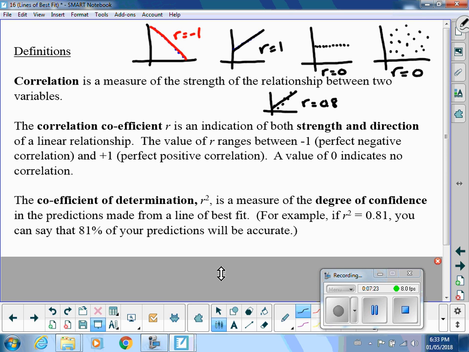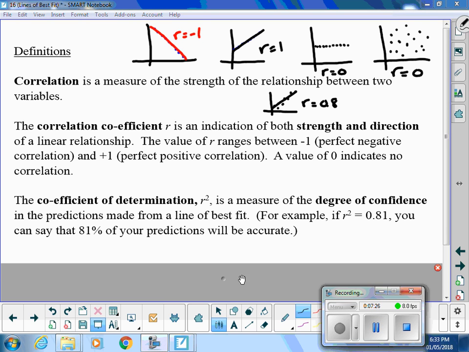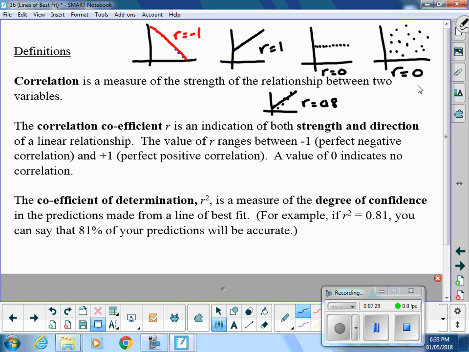Related to that is what's called the coefficient of determination, which is R squared. What this measures is the degree of confidence in predictions from a line or curve of best fit. So for example, if your R squared value was 0.81, you can say that 81% of your predictions will be accurate, or you're 81% confident. That's saying that once I have my line of best fit, if I want to use that line to predict the future, or just interpolate some other value, then I can be pretty confident that it's correct.